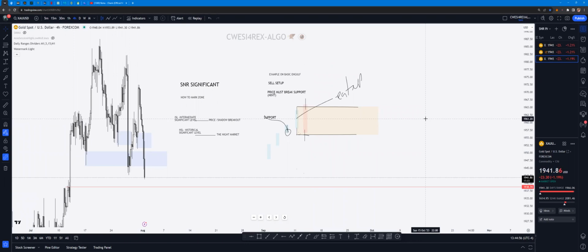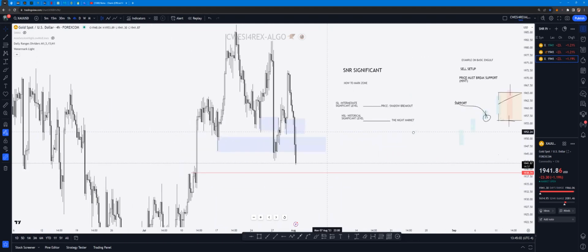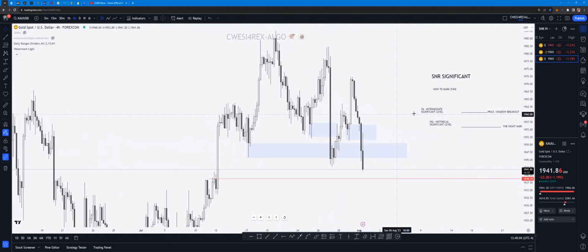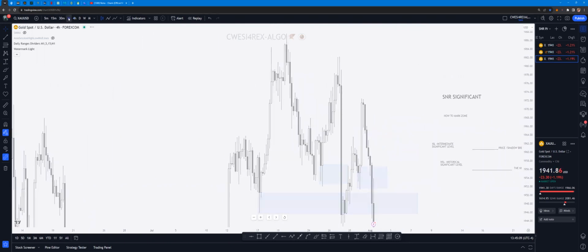Okay. So that's how to mark the ISL. Now let's come on the chart and see if we can identify more. So let's use the lower time frame.